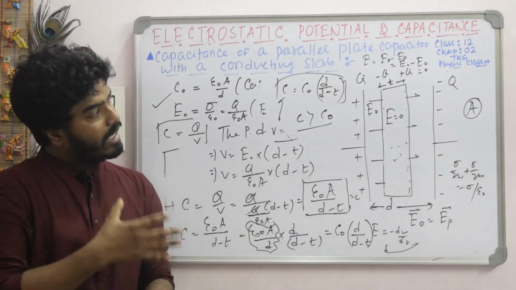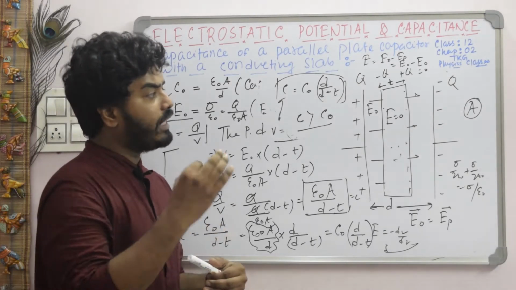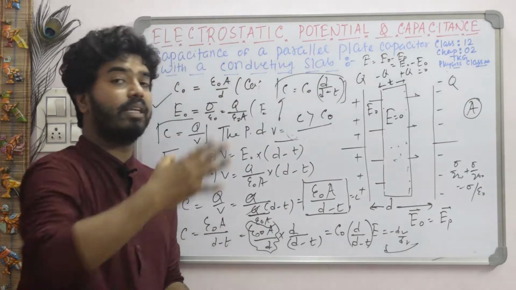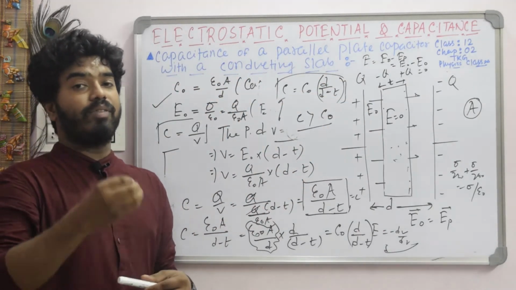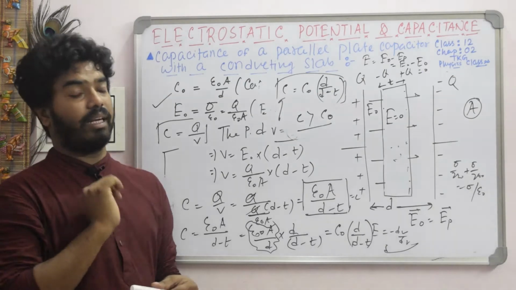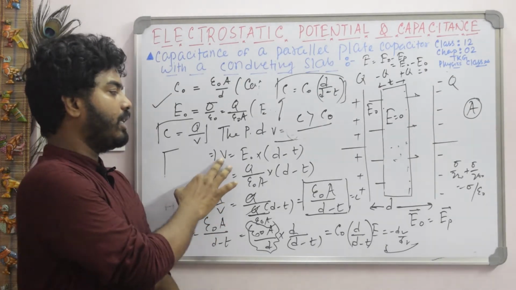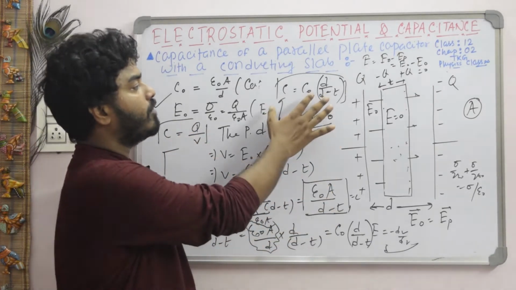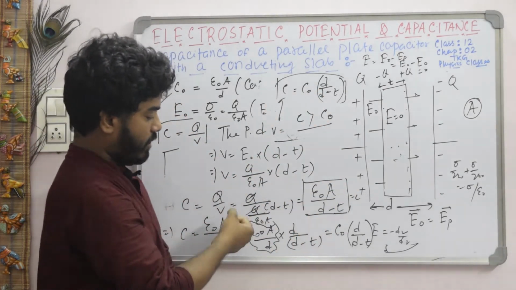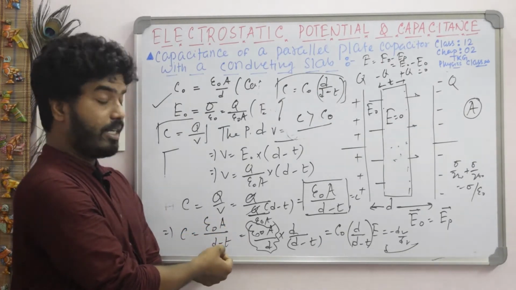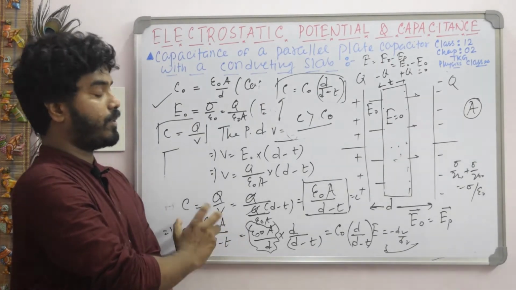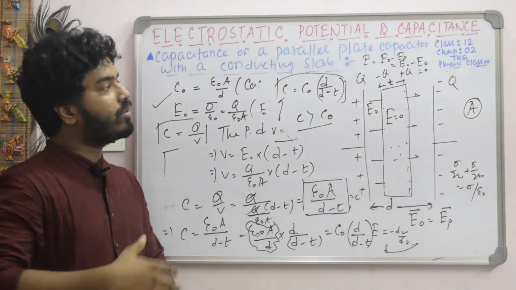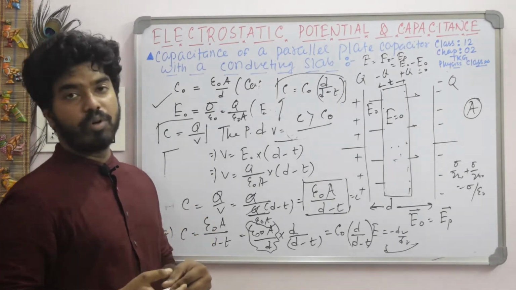So what happened here? First of all, you have to find out the electric field inside the conducting slab, and inside the conducting slab the electric field is 0. This is the final point. Now you find out the potential difference, and then using this formula, putting this value and simplifying it, the formula becomes C equal to epsilon naught A divided by (d minus t). Now you can express C in these terms. Okay, so this is also an important theory for your board exam.